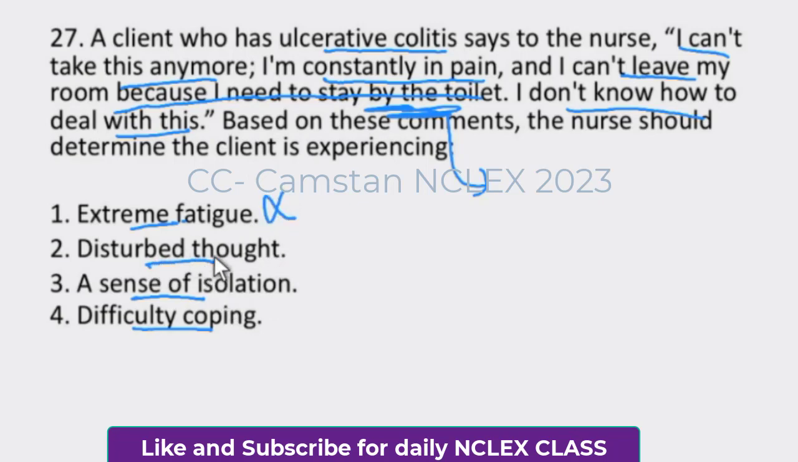He has also not expressed any sign of disturbed thought. So this is also wrong. A sense of isolation. No, this is also wrong. Well, fourth option is difficulty coping.